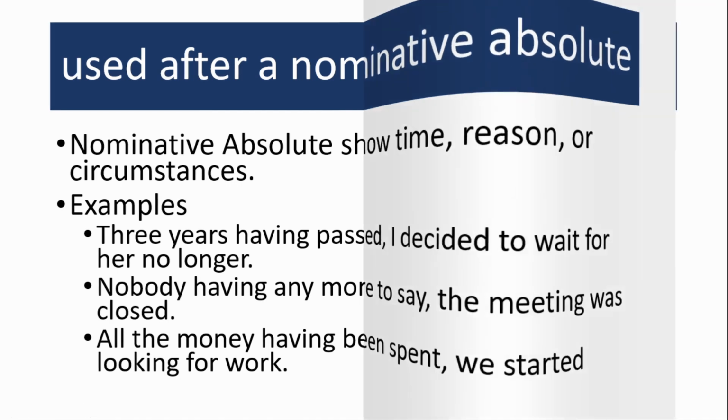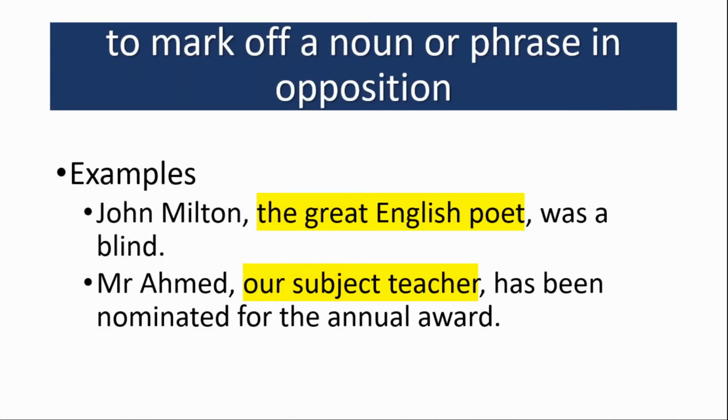Comma is used to mark off a noun or phrase in opposition. A noun or phrase in opposition is a noun or phrase placed after a noun or pronoun to identify, rename, or explain the preceding word. Preceding means, which comes first. Let's see the following examples. John Milton, the great English poet, was blind. Mr. Ahmed, our subject teacher, has been nominated for the annual award.